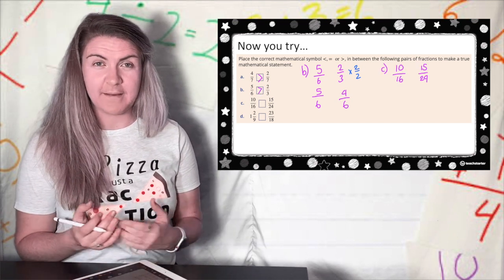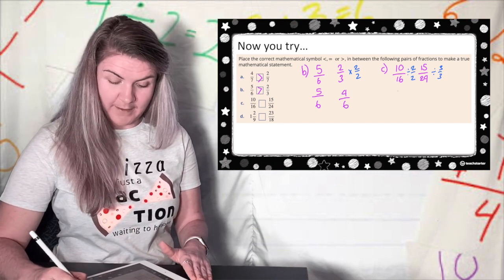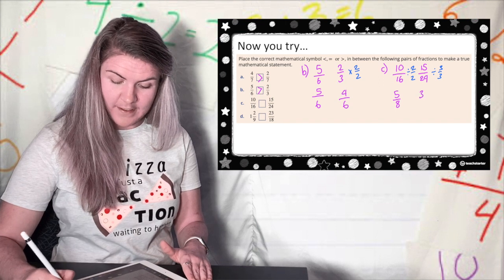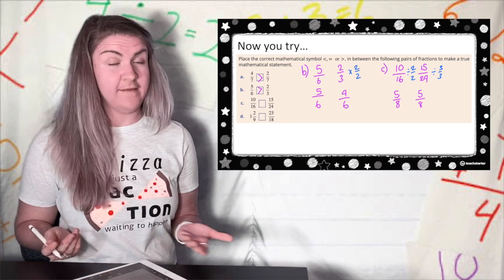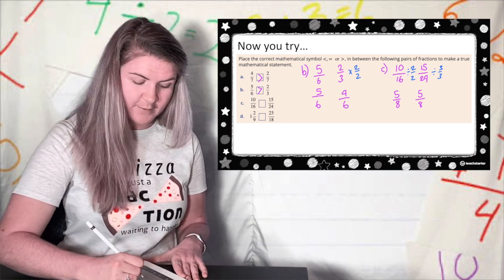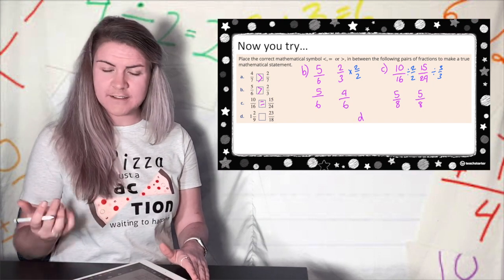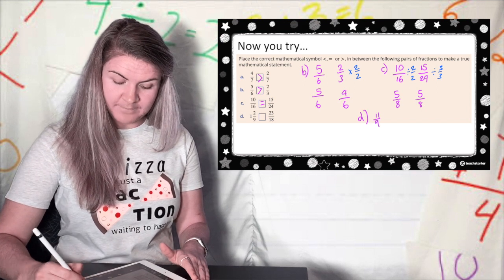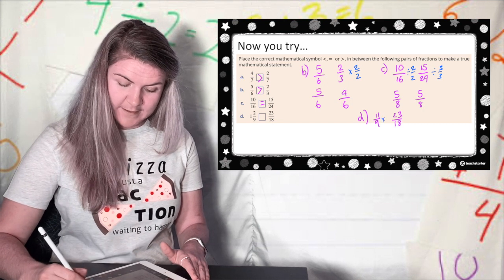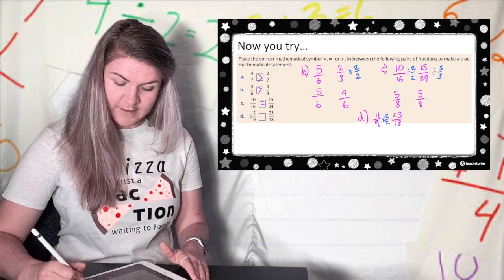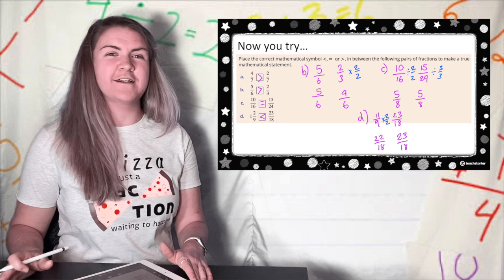Same with C, I'm going to have to make them a common denominator. I can see that if I simplify these fractions, divide this one by 2 and this one by 3, now I have a common denominator, and they are actually exactly equal. So I'm going to put in the equal sign there. Lastly, D, I'm converting: 1 times 9 is 9, plus 2 is 11. 11/9 and 23/18. I'm going to multiply this by 2, and that is going to give me 22/18, and therefore 23/18 is bigger.